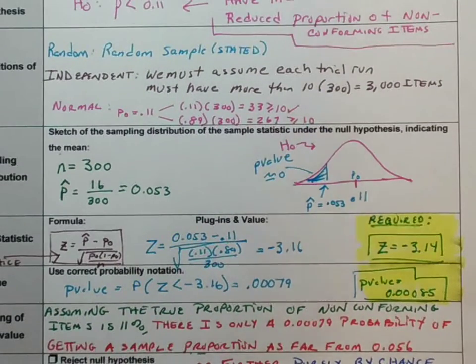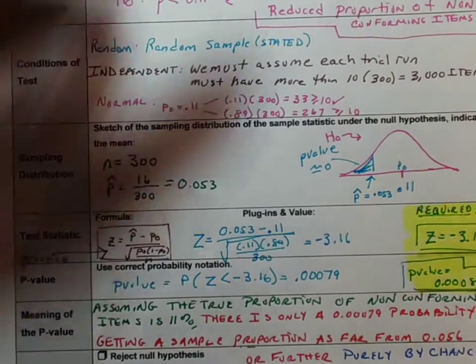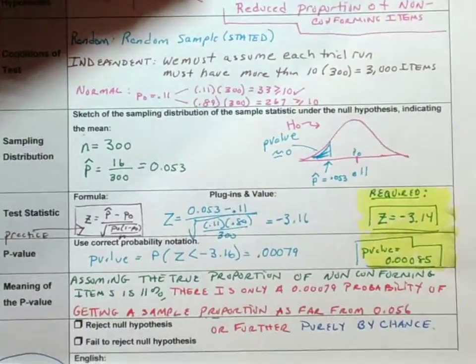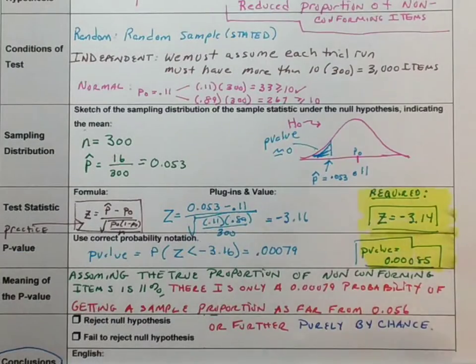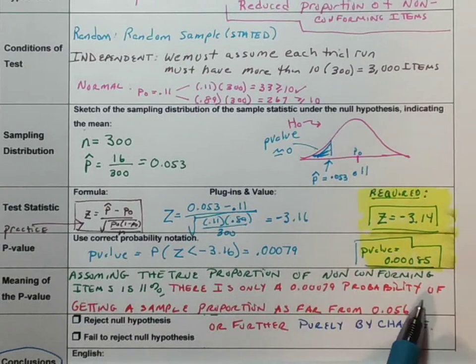Now, this is the definition that I said that you're going to have to work on memorizing. The meaning of the p-value. Assuming the true proportion of non-conforming items is 11%, there is only essentially a 0 probability of getting a sample proportion as far away from 0.11 as 0.056 or further purely by chance.